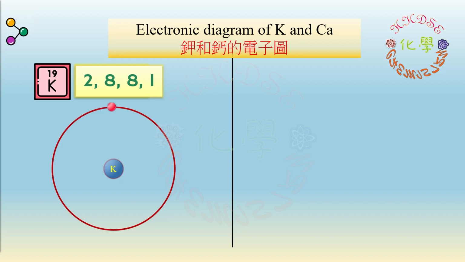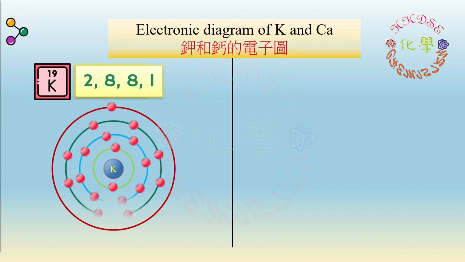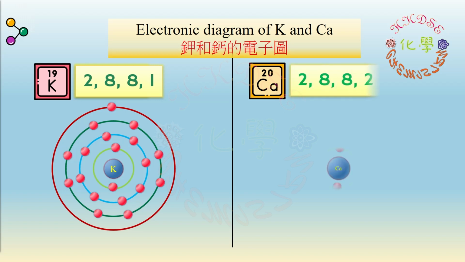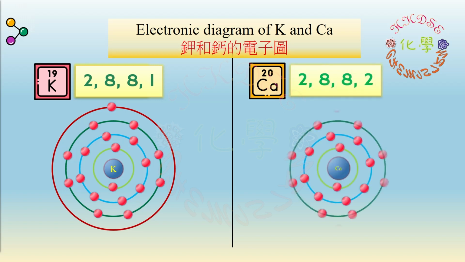To draw potassium's electron diagram, we can first draw its outermost shell with 1 electron, and then follow the formula to complete the inner shell. In the end, we will get 2, 8, 8, 1 as potassium's electronic arrangement. Calcium in group 2 has 2 electrons in its outermost shell, and so on. We use a similar method to arrange the electrons. Therefore, the electronic configuration of calcium will be 2, 8, 8, 2.